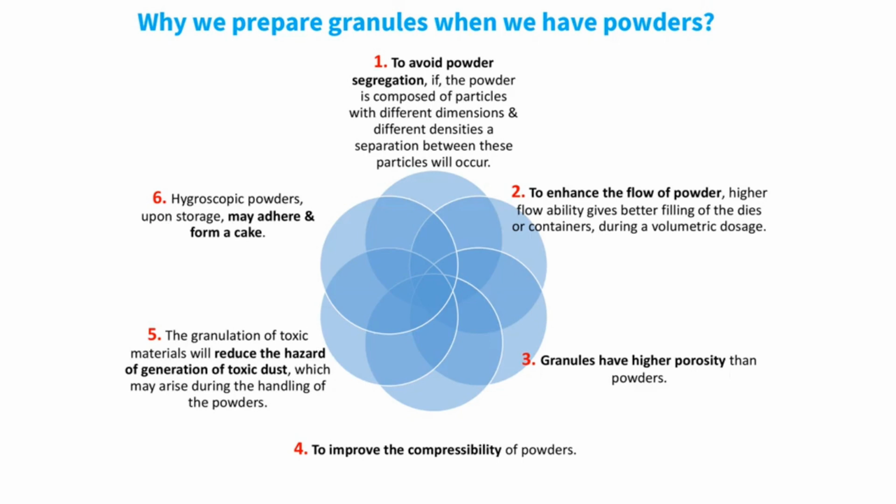1. To avoid powder segregation. If the powder is composed of particles with different dimensions and different densities, a separation between these particles will occur. 2. To enhance the flow of powder. Higher flowability gives better filling of the dies or containers during volumetric dosage. 5. The granulation of toxic materials will reduce the hazard of generation of toxic dust, which may arise during the handling of the powders.